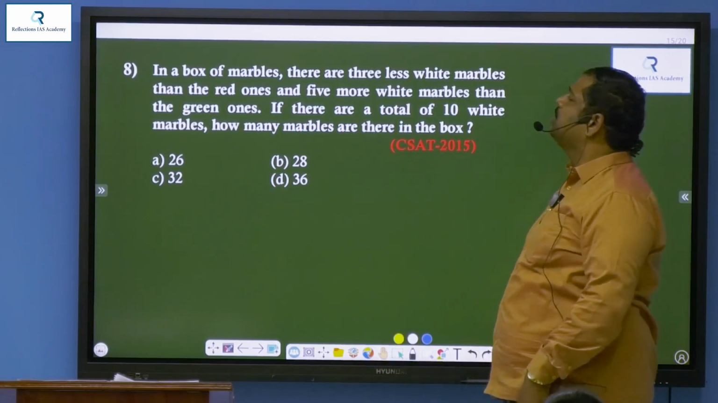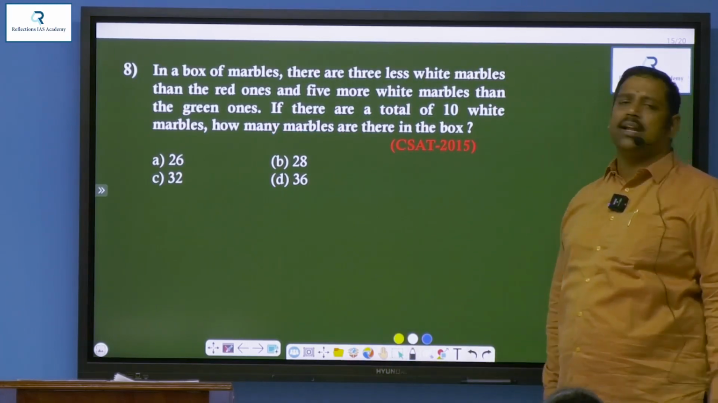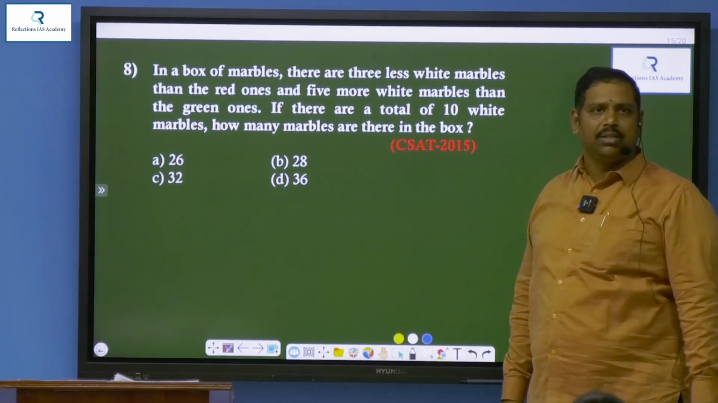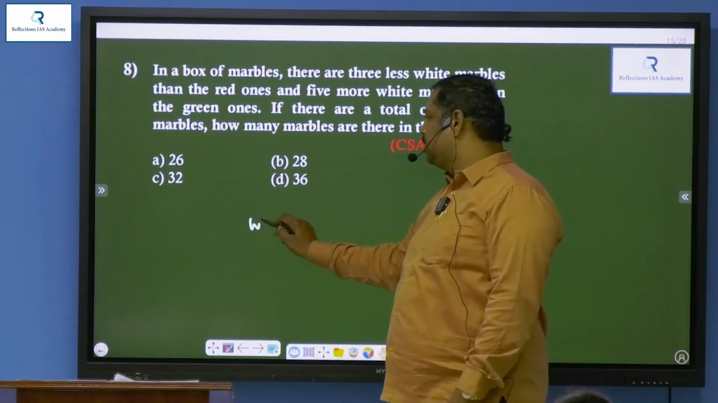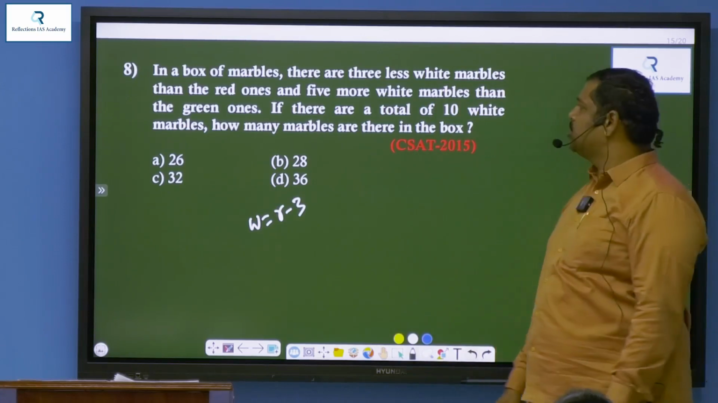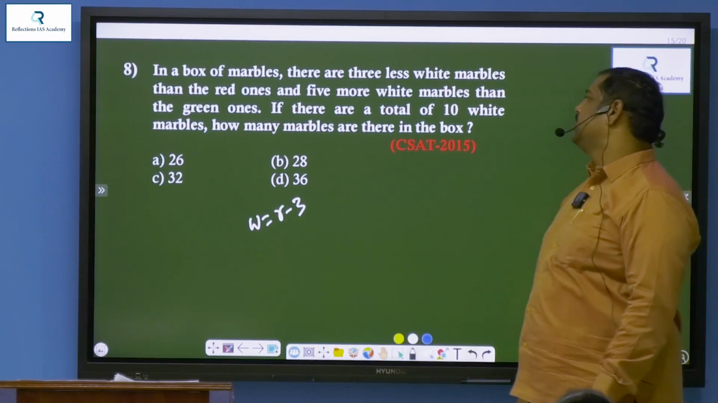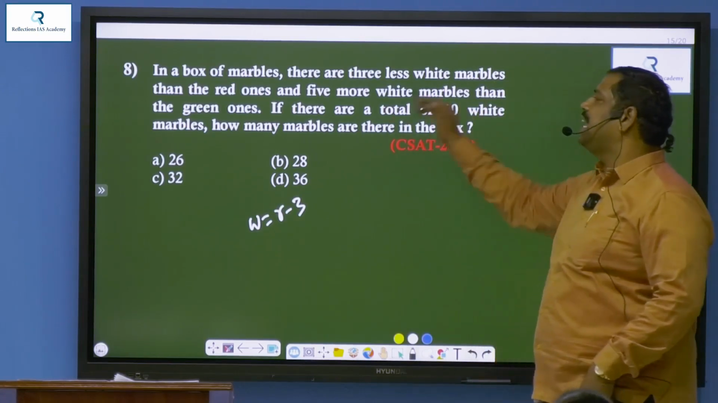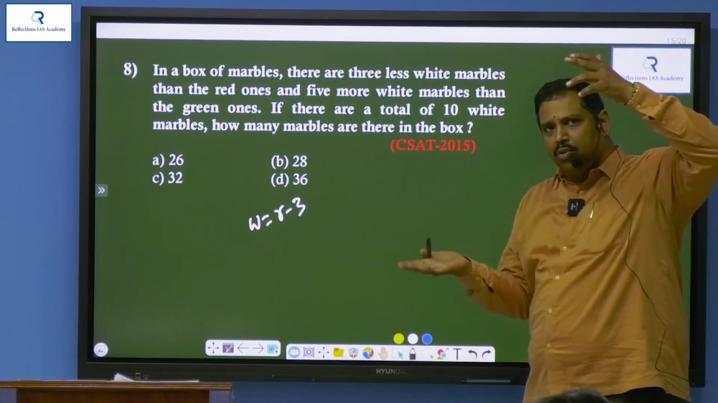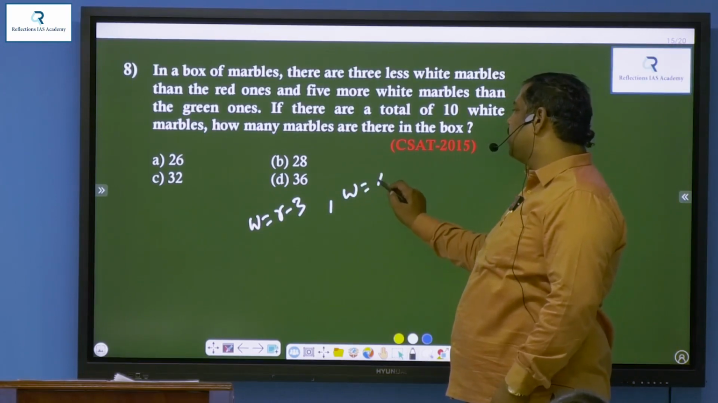Right, observe that in a box of marbles, there are 3 less white marbles than the red ones. Means when compared to red, you have 3 less white marbles, right or wrong? So white is nothing but 3 less than the red. Next statement: 5 more white marbles than the green ones. That means when compared to green, white are 5 more. Can I say that white is equal to green plus 5?